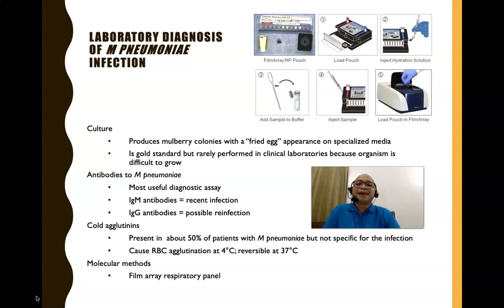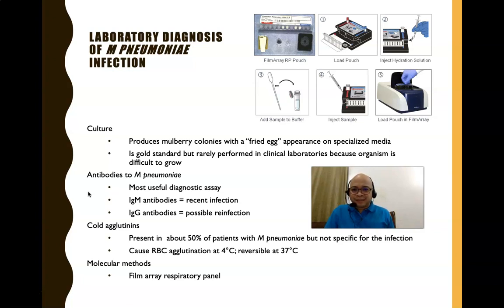So the molecular method is the so-called film array respiratory panel. So it's actually a respiratory panel because it doesn't only detect Mycoplasma pneumoniae. In fact, it can detect up to 21 pathogens, including the coronavirus, although I'm not sure if it's the SARS-CoV-2, so perhaps they have already updated it, but when it was first developed, SARS-CoV-2 was not discovered yet, okay, or hasn't emerged yet for that matter.